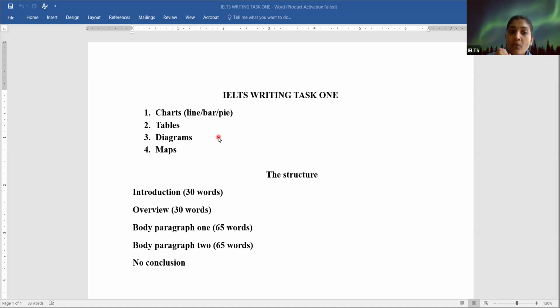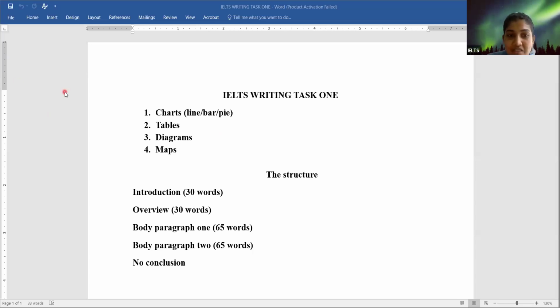Okay, your first paragraph should be the introduction. The word limitation for this is 30 words. Your second paragraph is the overview, again with a 30 word limitation. Then you have to develop 2 more paragraphs called body paragraph 1 and 2, 65 words in each.